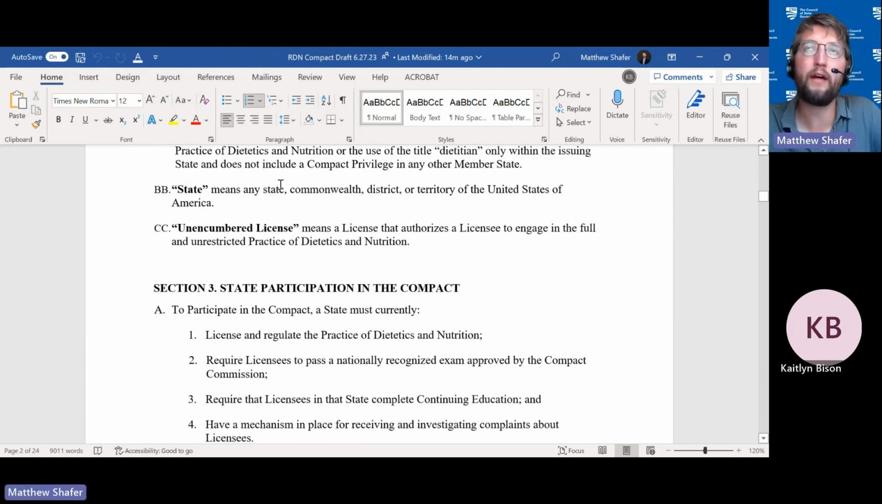All right, I just wanted to point out for you all the particular definitions that pertain to dietetics and nutrition. There are a lot of other terms there that are general, common terms that really don't change between all of the different occupational licensing compacts that are out there. But those are the terms that are unique to this particular profession.